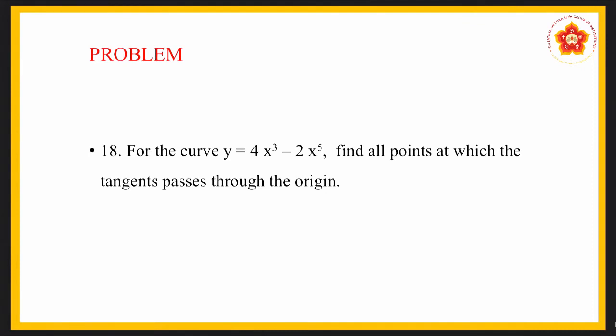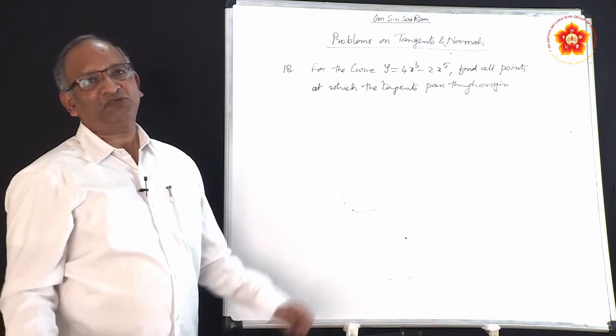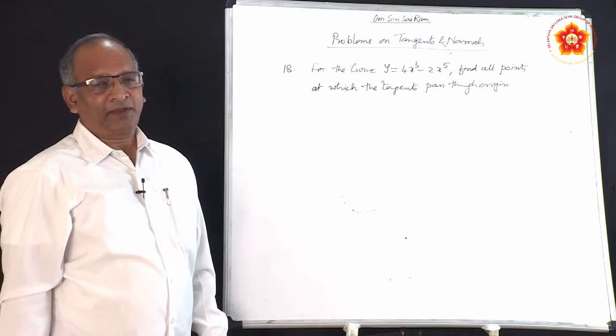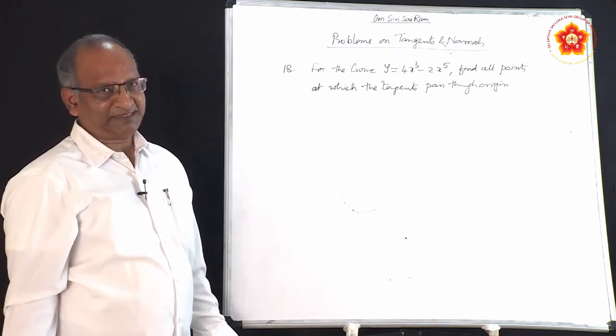This is quite a simple problem. For the curve y equal to 4x cube minus 2x to the power 5, he says find all points at which the tangents pass through origin. He is asking us to find out the points. He has given the equation of curve. It's so simple that you yourself can do it, but still we can discuss.